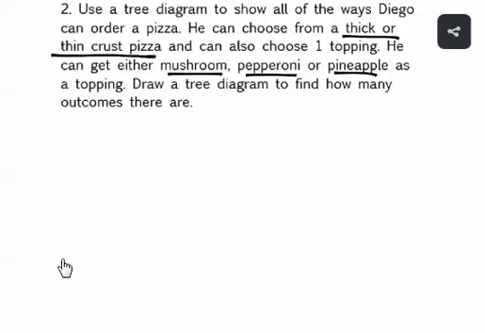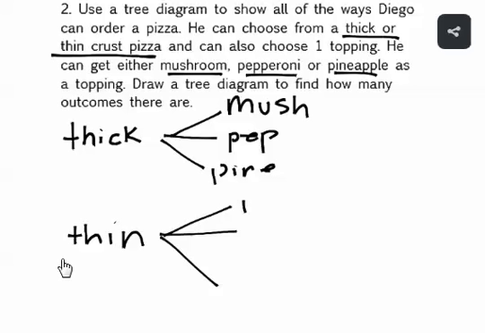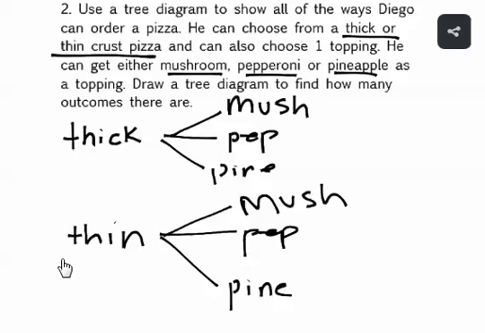So first we start with the crusts. We say, well, he can get a thick crust, or he can get a thin crust. And from there, he can get one of the three toppings. He can get a mushroom topping, he can get a pepperoni topping, or a pineapple. And that's what he can get on the thick crust. But he can also get the same three choices on a thin crust. So he can get a mushroom, a pepperoni, or a pineapple topping on the thin crust.